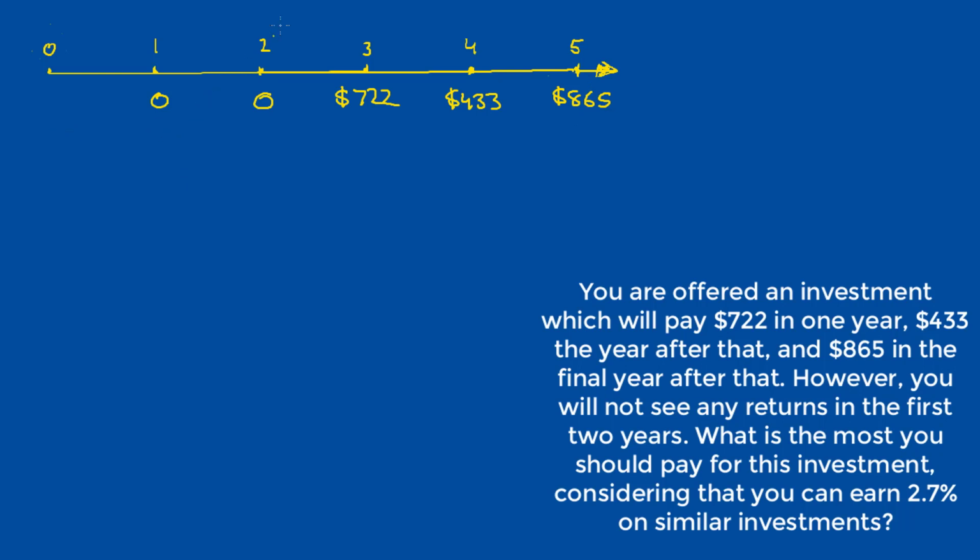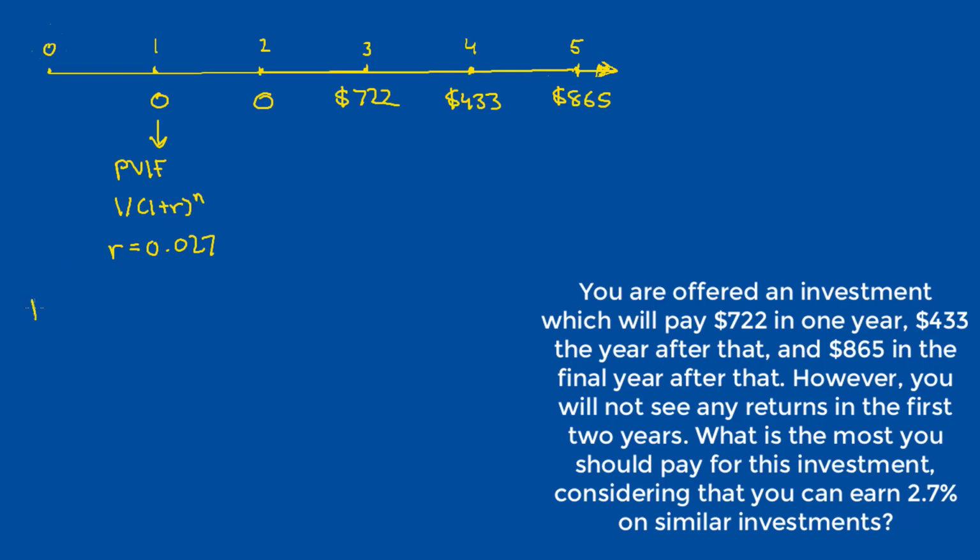Our second step is to discount each cash flow. We do this by multiplying it by the present value interest factor, or 1 over 1 plus r raised to n. The r value is equal to 0.027, or 2.7%. The n value depends on the cash flow. So, for example, our year 3 cash flow would have an n value of 3 because there are 1, 2, 3 periods between it and the present day. And our year 4 cash flow would have an n value of 4 and our year 5 of 5.